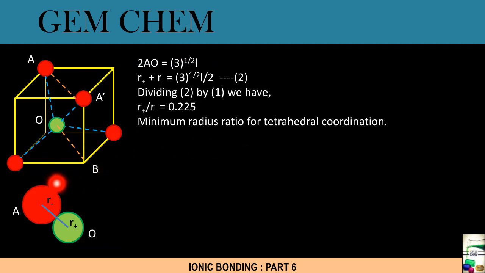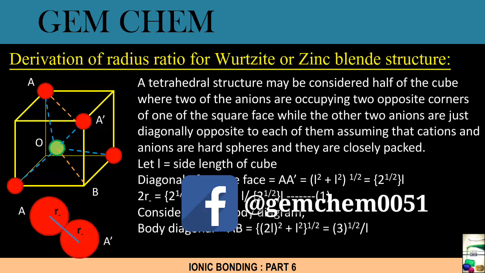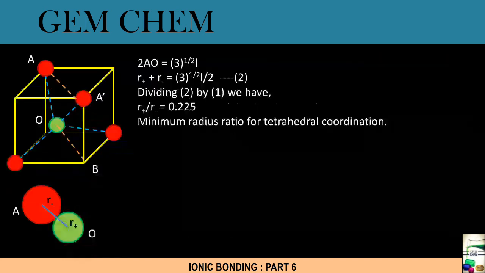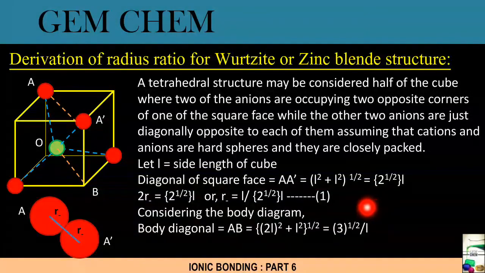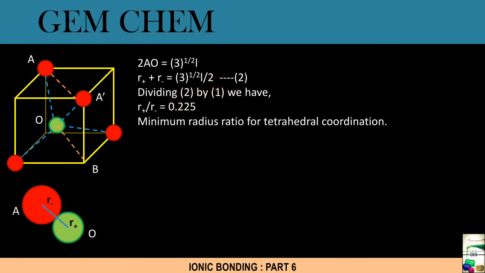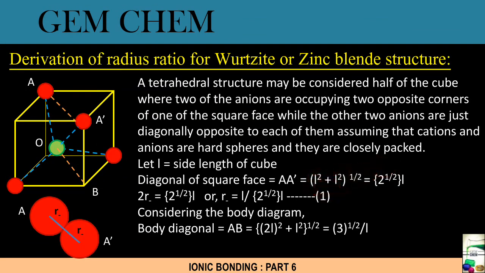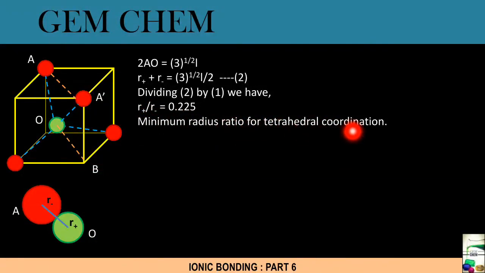Now if you see here, this AO is actually r plus and r minus, right? So twice AO is root 3 L, that is the body diagonal. So we have placed it here. Here it should be root 3 L, there will be no slash, root 3 L. Okay. Now ultimately if we get it from here like this, we divide 2 by 1 that is present here, and ultimately what we get is the minimum radius ratio for the tetrahedral coordination.